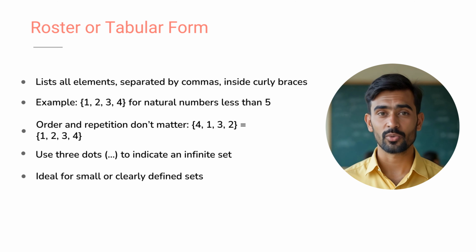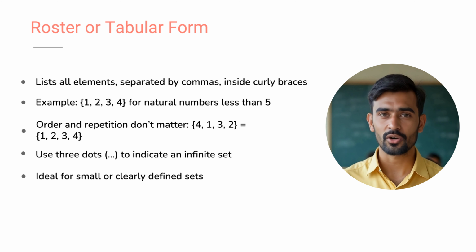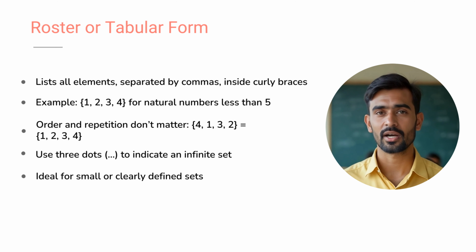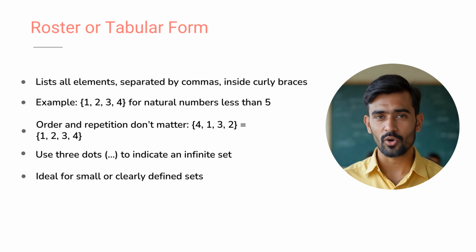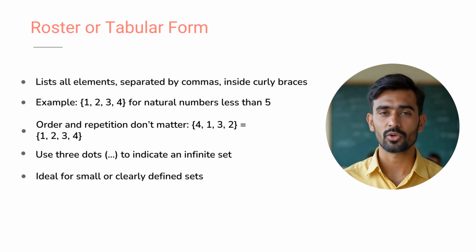There are 2 standard ways to represent a set. The first is roster form, also called tabular form. Here, we simply list all elements separated by commas inside curly braces. For example, the set of natural numbers less than 5 is written as {1, 2, 3, 4}. Important points to remember: we don't repeat elements and the order doesn't matter. So, the set {4, 1, 2, 3} is the same set.